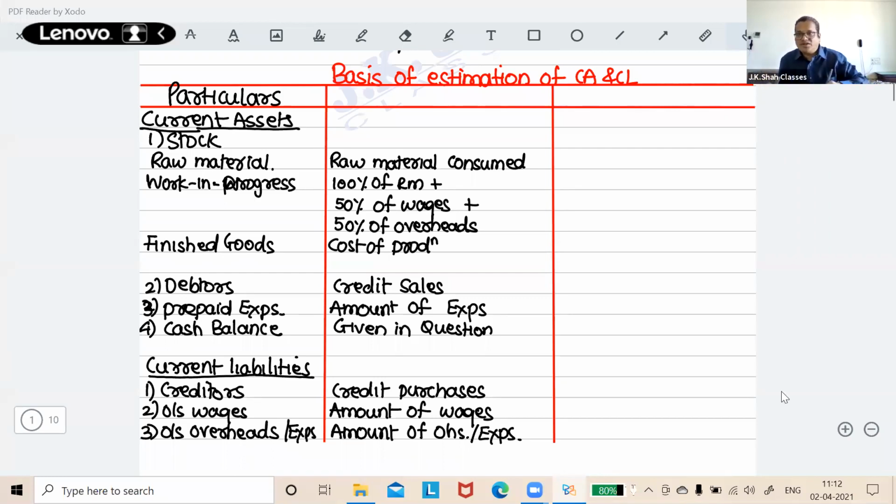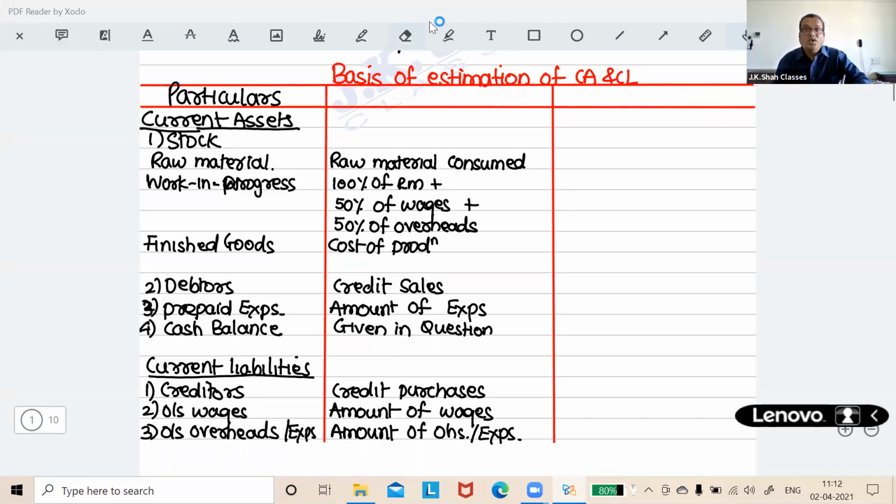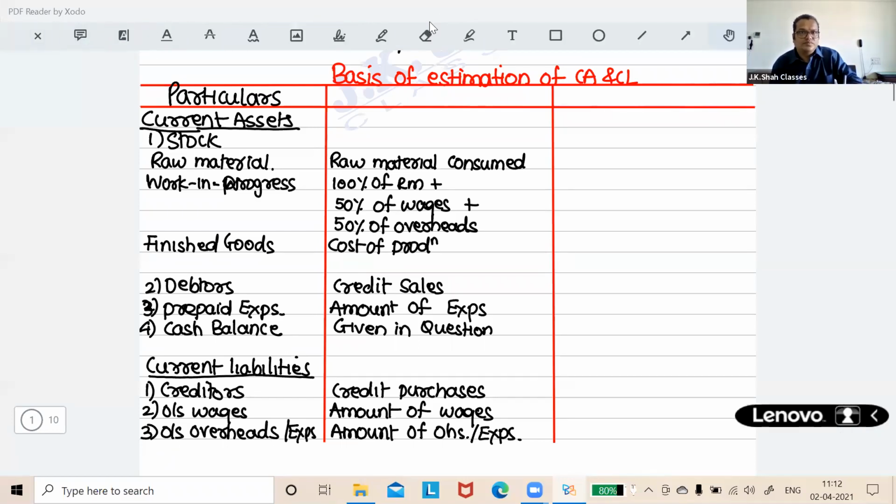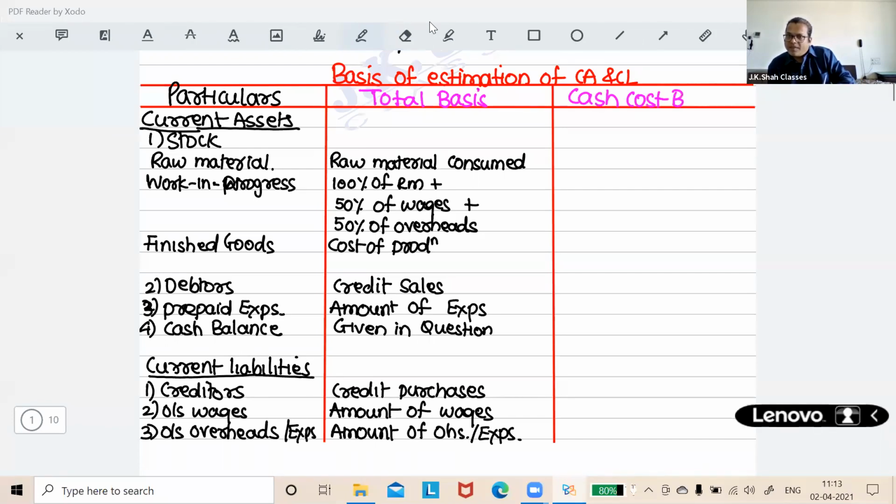That's why we have a basis of estimation, and we narrow it down to two methods. The approach we discussed just now is known as total basis, and the other approach is known as cash cost basis. Which one is right, which one is wrong? Nothing like that, guys. Everybody has their own way of estimation. Whichever method anybody likes, they can follow that. But from the exam point of view, we prefer cash cost and we give a note for that. But that's the next thing to be learned. First, you should know the difference between total basis and cash cost basis.